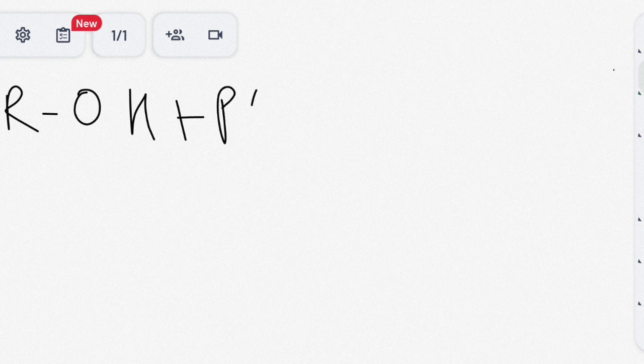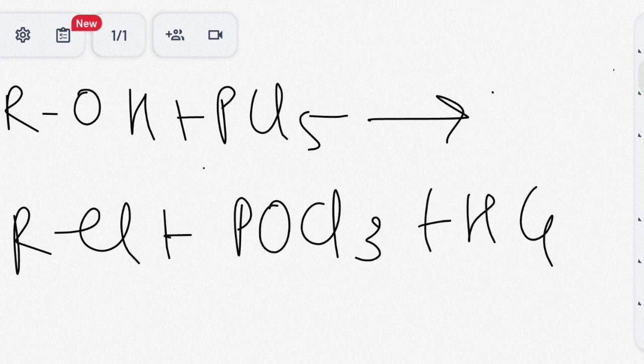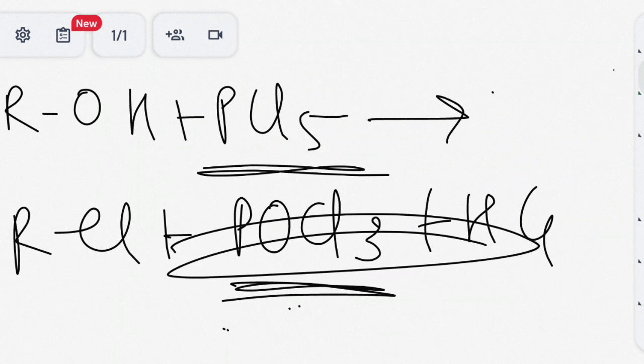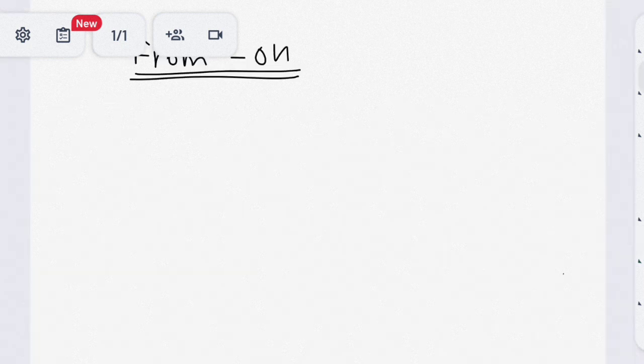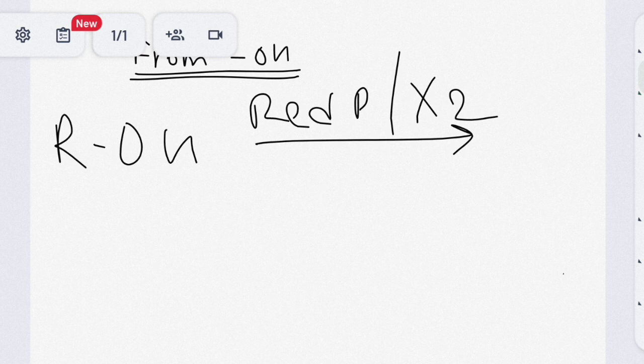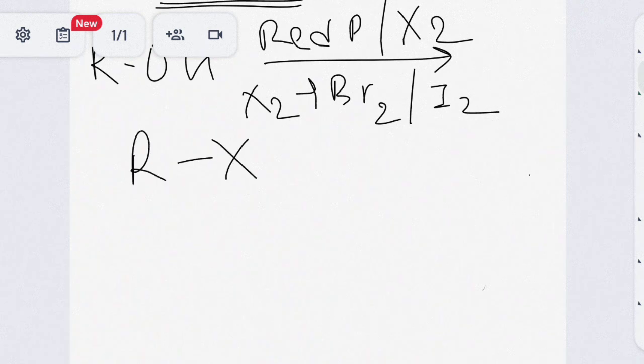The next reaction we can write is ROH plus PCl5 gives RCl plus POCl3 plus HCl. We can keep this in mind, that with PCl5 we get POCl3. And the next one is ROH in the presence of red phosphorus and X2, where X2 can be Br2 or I2. So we will get the result as RX.